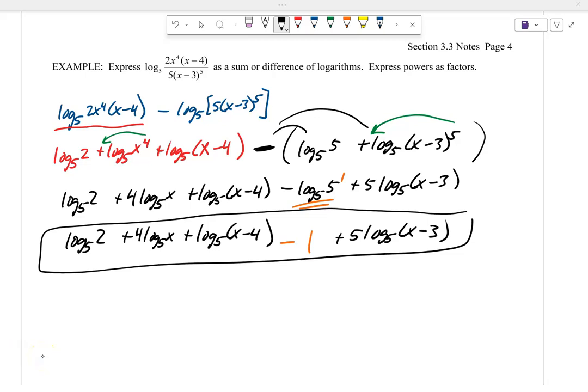And sorry guys, I just noticed I messed up. I was supposed to distribute that right there. So that's supposed to be a minus right there. That's a minus, sorry about that.